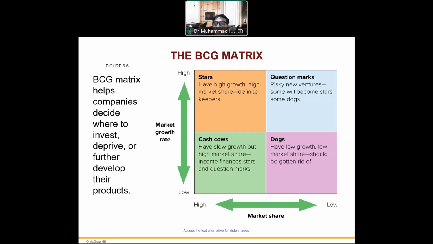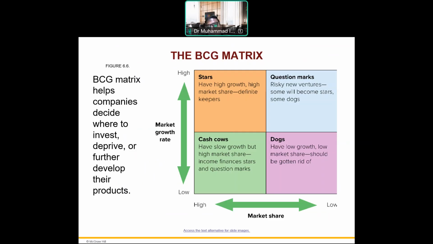Okay, let's move to the question marks here. Yes, market potential is high, but because they are new and inexperienced, their market share is very low, because they are beginners. But they can be cash cows and they can be stars, by the way. They have potential. Some will become stars or some dogs. Also they can move to dogs.